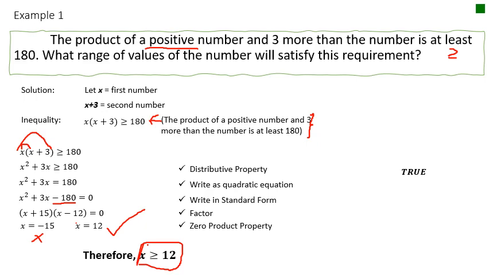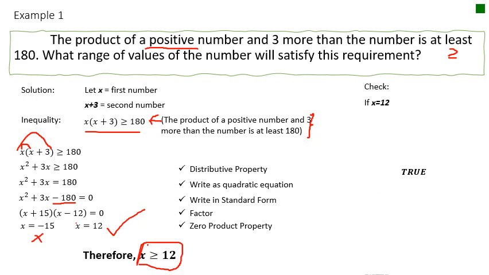So, therefore, ang kukunin mo ay x is greater than or equal to 12. Again, final answer mo, palagi mong gagamitin yung original inequality sign. Ngayon, i-test natin kung si x is greater than or equal to 12 will satisfy our inequality. Checking ka lang naman.